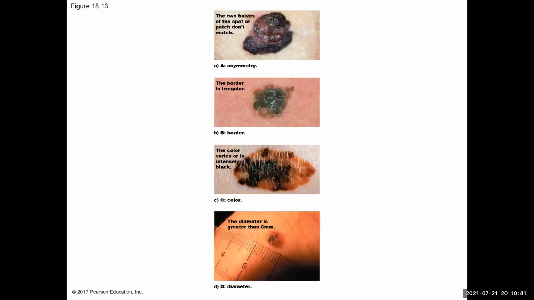So here you have examples of these four characteristics. Asymmetry: it's not symmetrical, it's not like a circle or a sphere or an oval shape. It has these asymmetrical regions. The border is irregular, right? So you can see here this irregular border. The color varies, so you see this dark area with the normal brown, reddish area that you would expect from a normal mole on our skin, or it could just be very large in diameter.